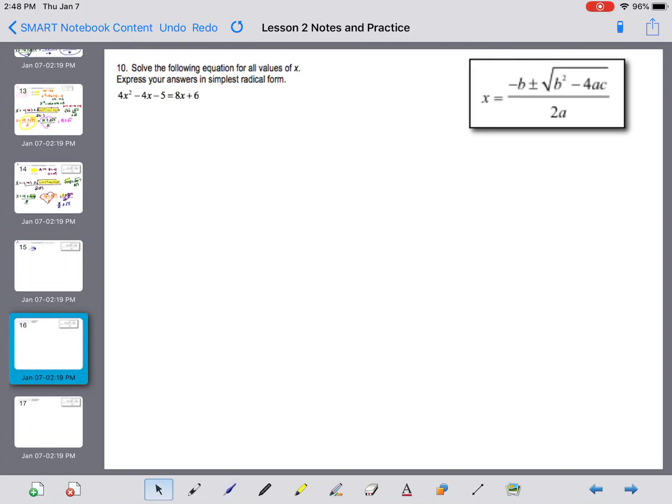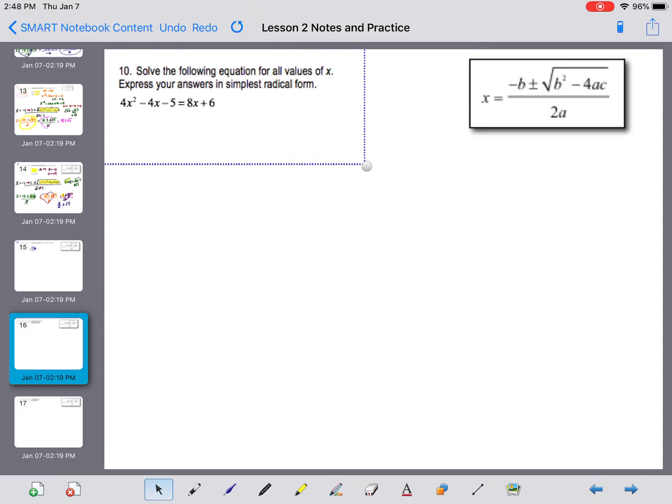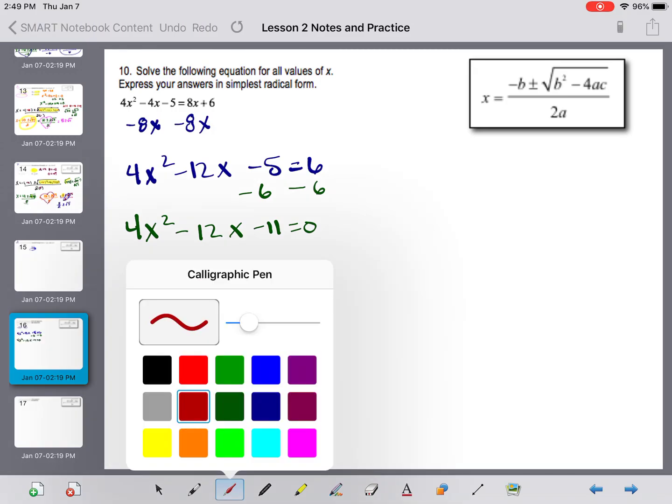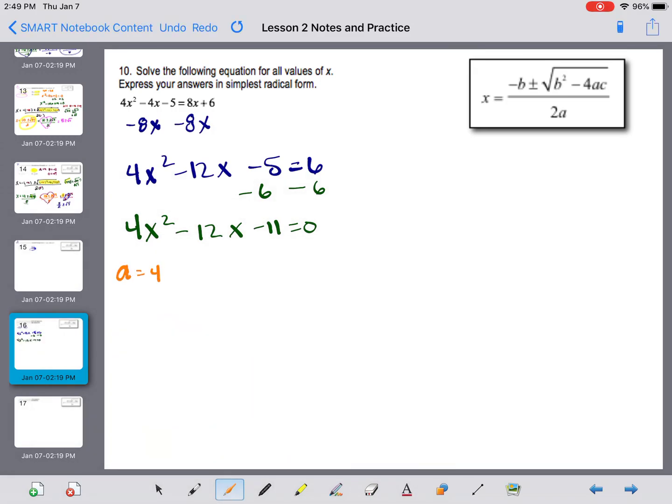10 says solve the following equation for all the values of x. Give the answer in simplest radical form. So again, we're going to use the quadratic formula here. But to do that, this has to equal 0. So we get 4x squared minus 12x minus 5 equals 6. Move the 6 over. We get 4x squared minus 12x minus 11 equals 0. And then label your A, your B, and your C.